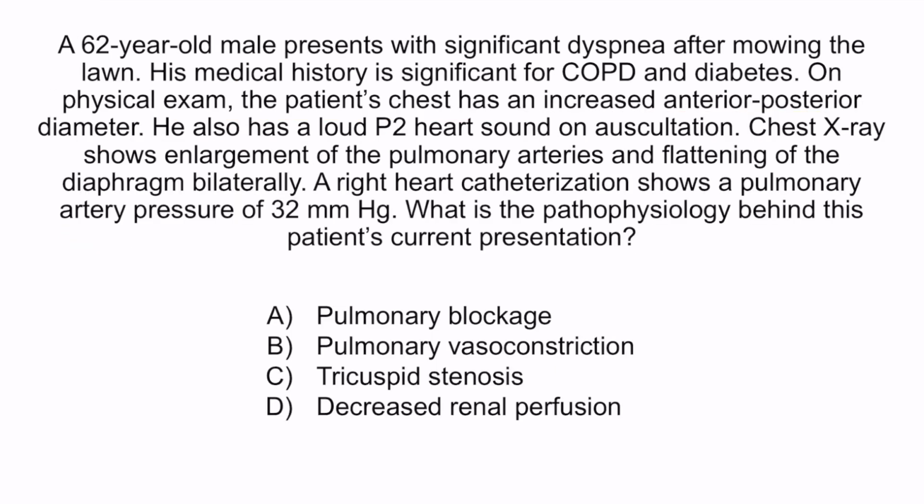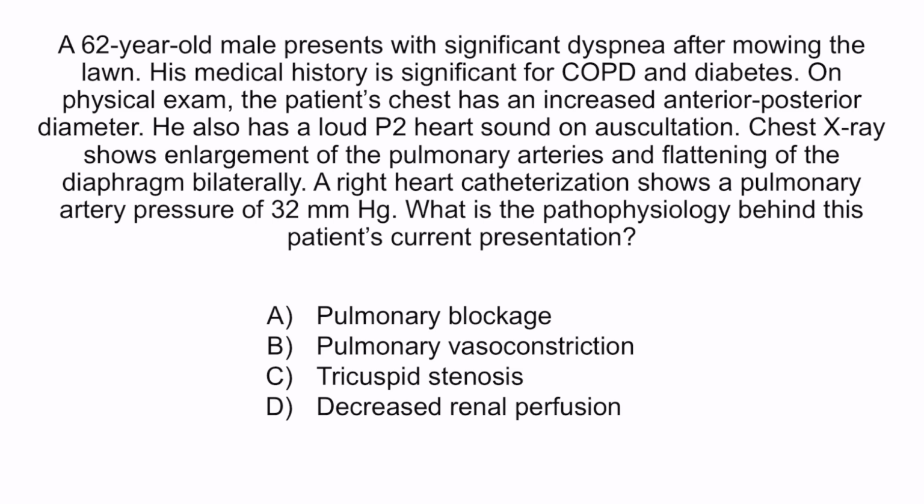A 62-year-old male presents with significant dyspnea after mowing the lawn. His medical history is significant for COPD and diabetes. On physical exam, the patient's chest has an increased anterior-posterior diameter. He also has a loud P2 heart sound on auscultation. Chest X-ray shows enlargement of the pulmonary arteries and flattening of the diaphragm bilaterally. A right heart catheterization shows a pulmonary artery pressure of 32. What is the pathophysiology behind this patient's current presentation?